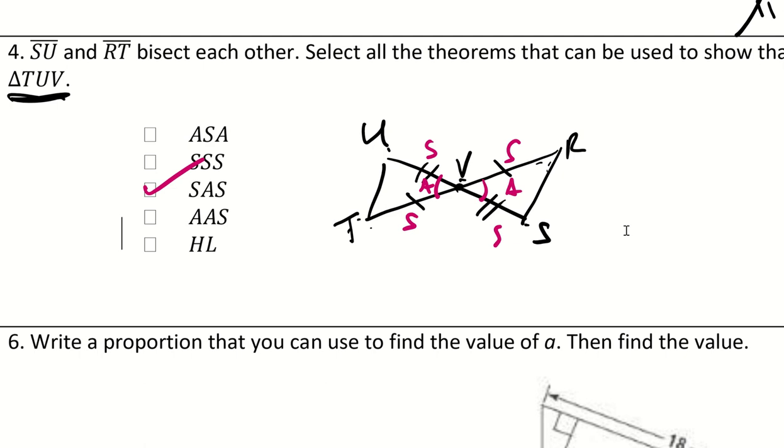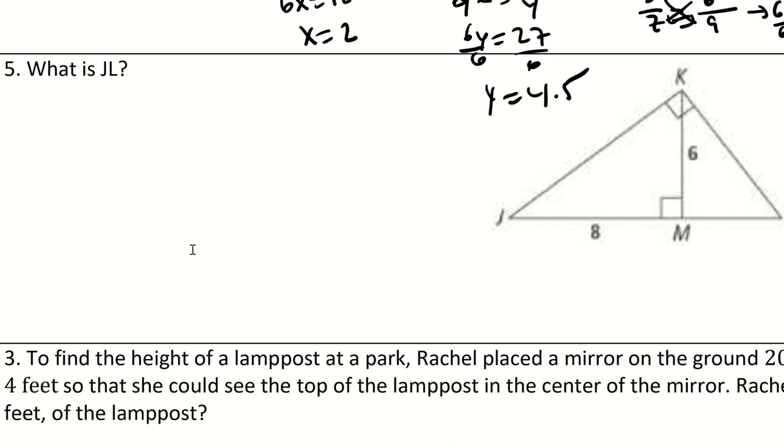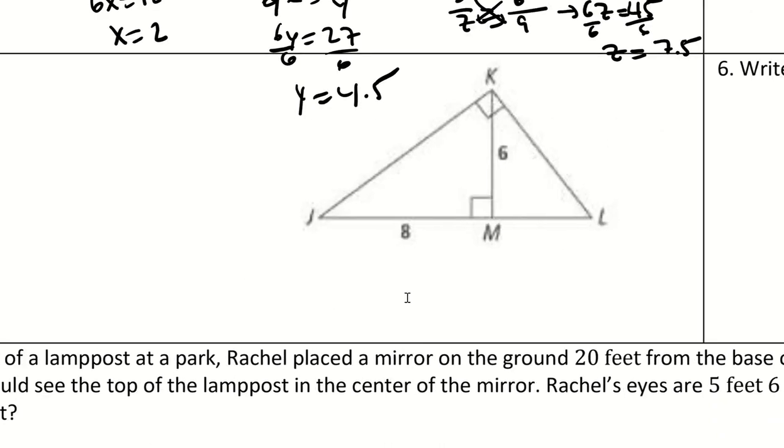And there's only one answer there. It's side, angle, side, because you don't have any other angles, you don't have any other sides. All right, so that's it for number 4. Number 5, what is JL?